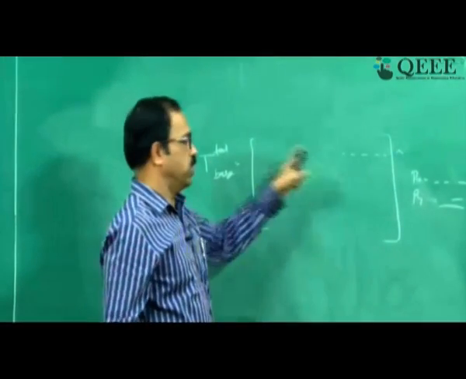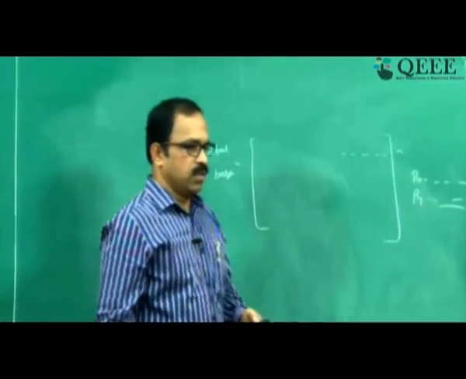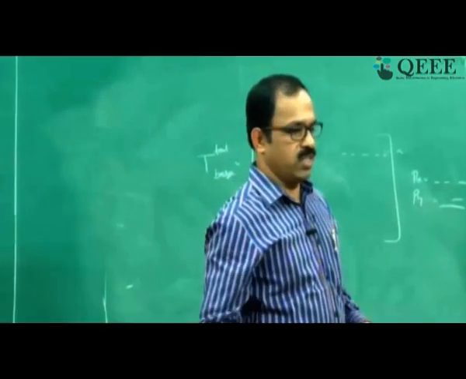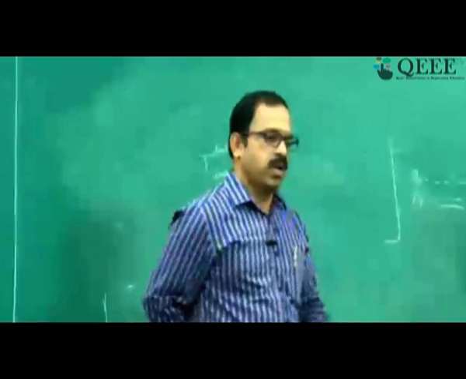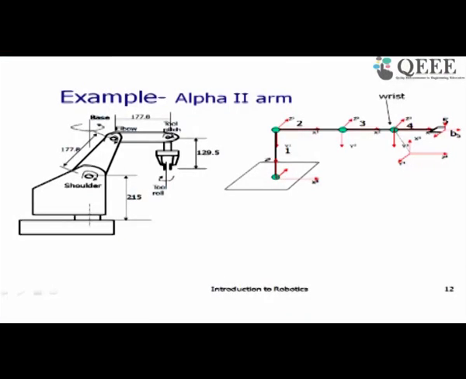So this is the position and this is the orientation. The 3 by 3 submatrix represents the tool orientation and the 3 by 1 submatrix represents the tool position. So let us take an example to show how the forward kinematic relationship can be developed for a given manipulator. We'll take the same example that we discussed earlier, where we assigned the coordinate frames and tried to find the DH parameters.